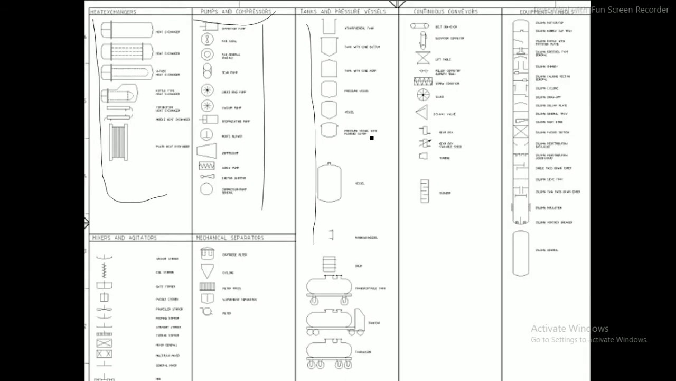You can find the valve symbols over here. So whatever you need, if you are not getting it in the P&ID, you can get the legend sheet and check the valve. Now you can go through the legends.